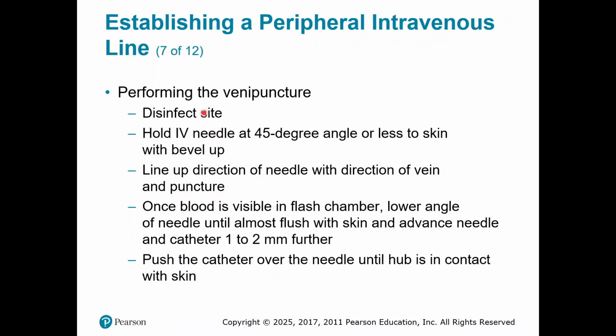Venipuncture. You want to make sure you disinfect the site. You're going to hold that IV catheter at around a 45-degree angle with the bevel up. You're going to line up the direction of the needle with the direction of the vein and puncture. Once you see blood visible in the chamber, you can lower your angle of the needle to almost flush with the skin. And then you want to advance it about another millimeter or two, and then push the catheter over the needle until the hub is in contact with the skin.